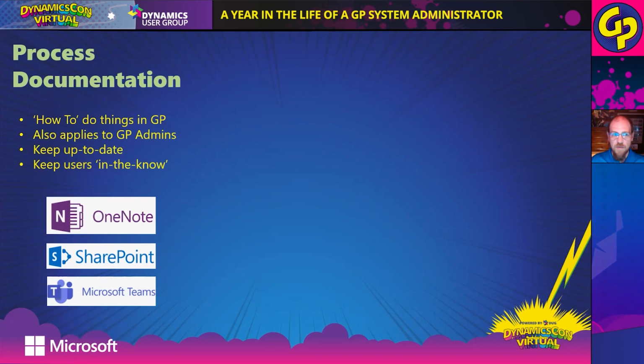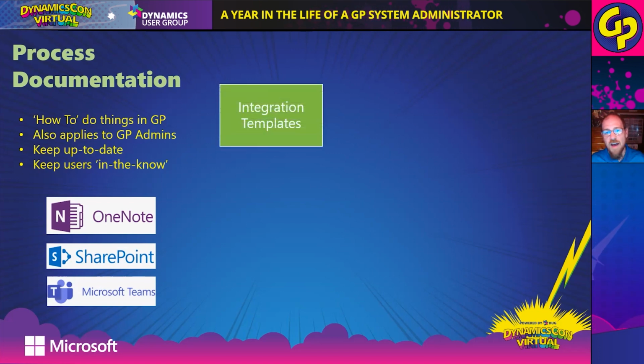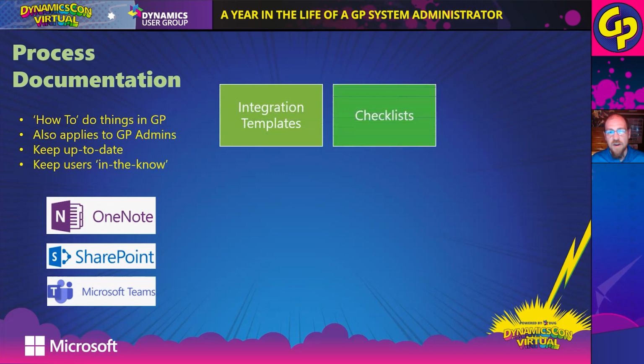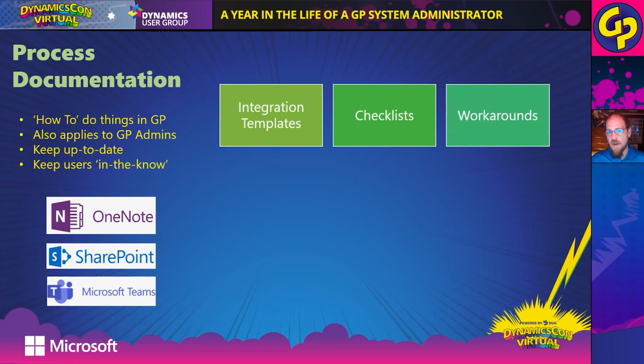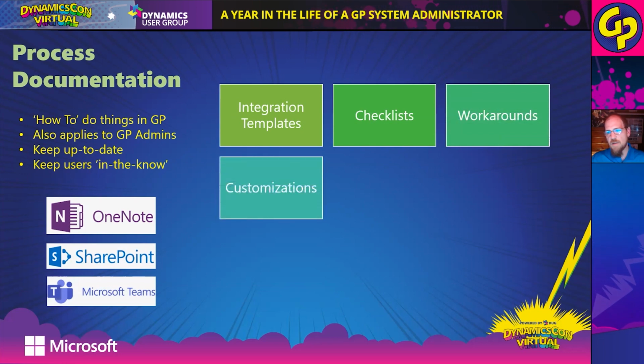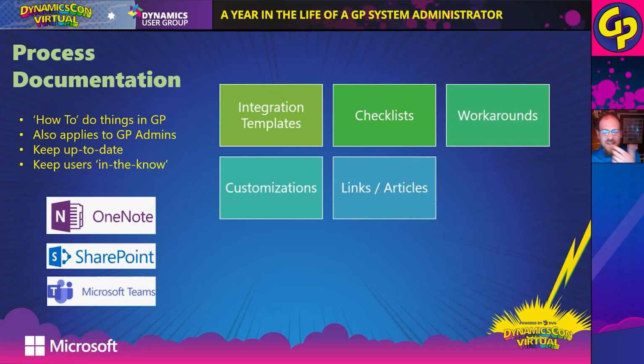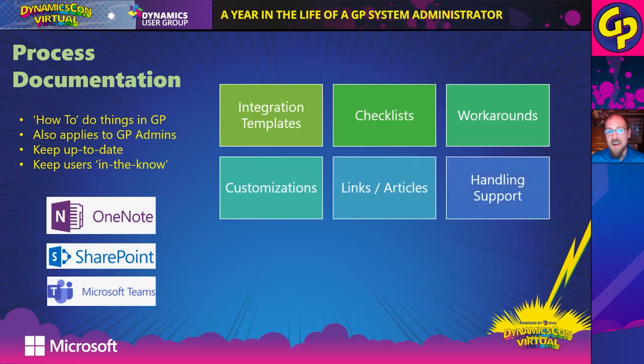Those are good things to put in the process documentation, as well as a number of things, right? Templates that you might want to have out there to build ongoing integrations with, checklists for end users to do month end, or documented workarounds for when something doesn't behave the right way. Okay, links to articles or blog posts that are meaningful for your environment.